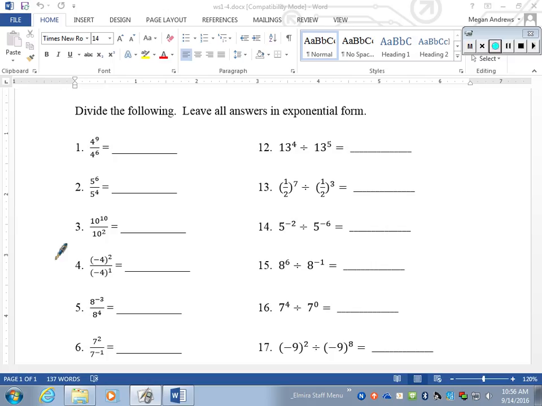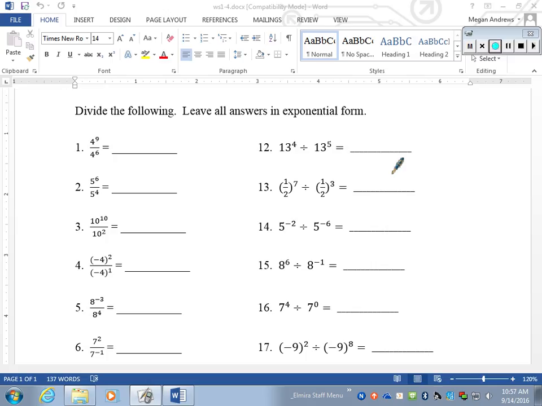Okay, let's skip down to number 4. 4 is a negative base. It looks more complicated, but it's not. Just keep my negative 4 base in parentheses. And 2 take away 1 is 1. Fractions, number 13, same thing. Looks tougher than it is. 1/2 in parentheses, and 7 take away 3 is 4.